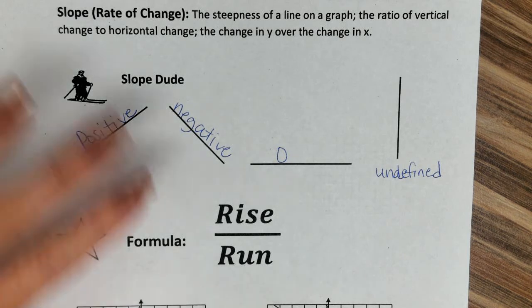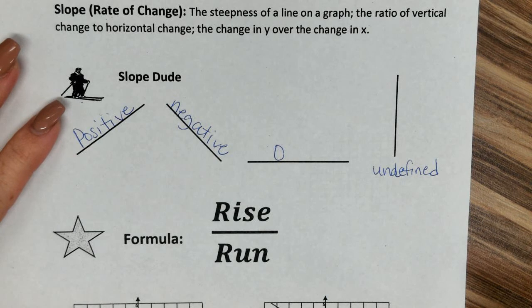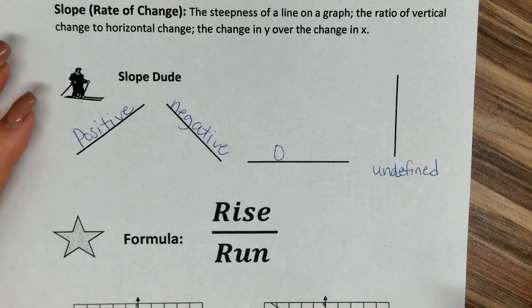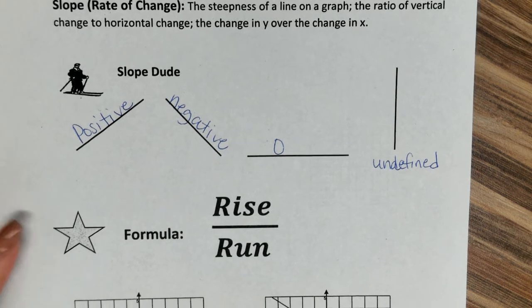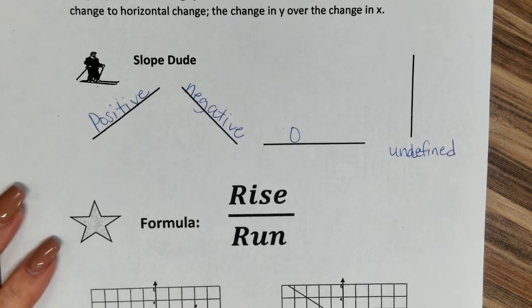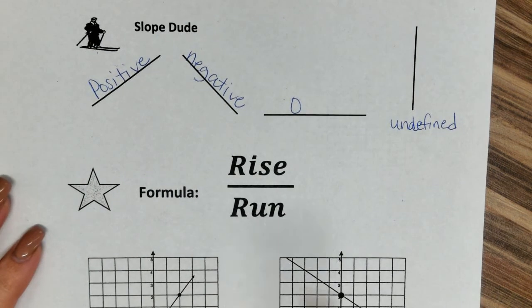Do y'all have any questions about this? Yes or no? Are y'all good? So if you look at a slope, you can tell me if it's positive, negative, zero, or undefined. All right. Now I'm going to teach you how to find slope using a formula called rise over run.